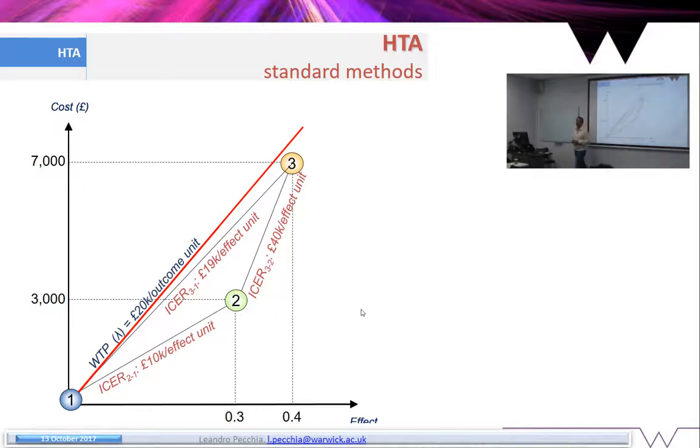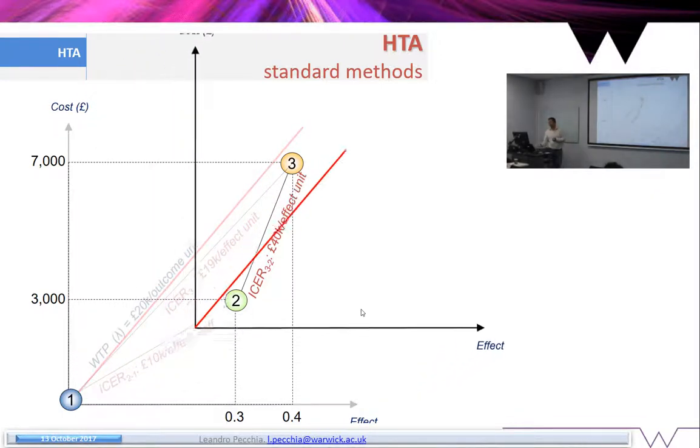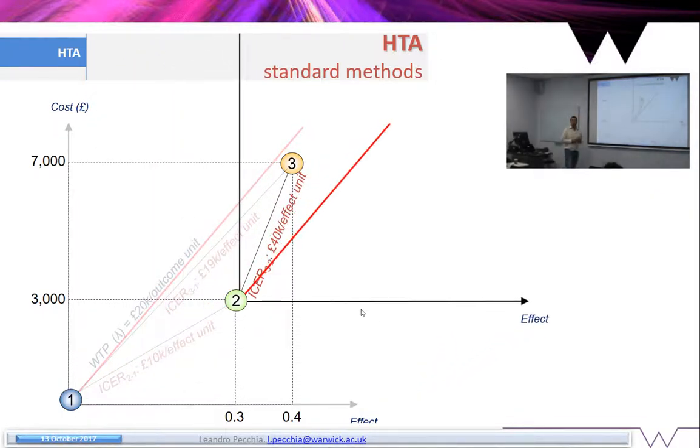So in this moment, tomorrow, they are both in the system. But if I adopt number 2, then number 2 would not be cost effective anymore. Because when I move the center of my consideration, and number 3 becomes the benchmark, I have to consider that the difference in effectiveness is 0.1, because it's 0.4 minus 0.3. And the incremental cost is 7,000 minus 3,000, which is 4,000. Now if you do the same calculation, it comes out that this one is not cost effective compared to the second.